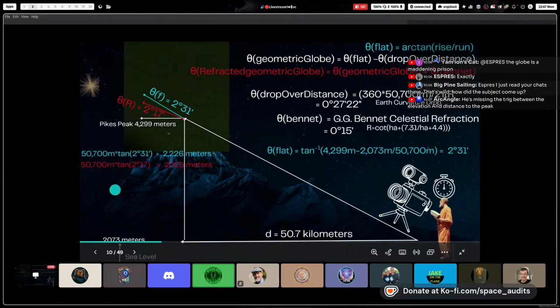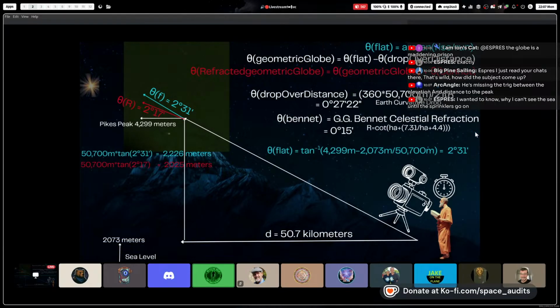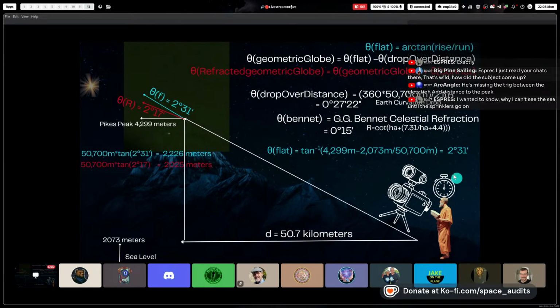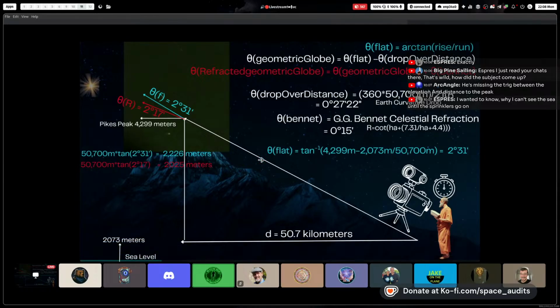Wouldn't the flat Earth trigonometric prediction be much greater than 2 degrees and 30 minutes from the peak to the star? No. It'd be exactly that. Why wouldn't it change? You're getting closer to the star. There's a flat baseline. The distance to the star, the elevation angle should increase.